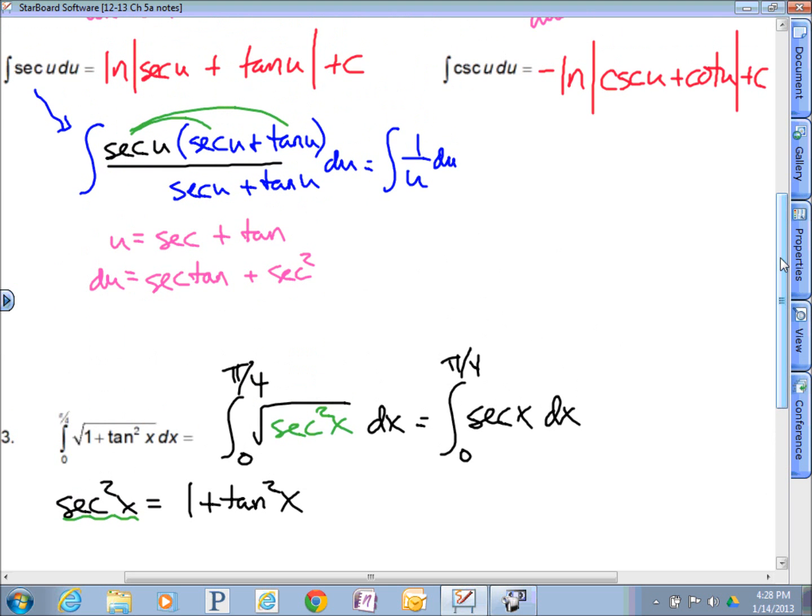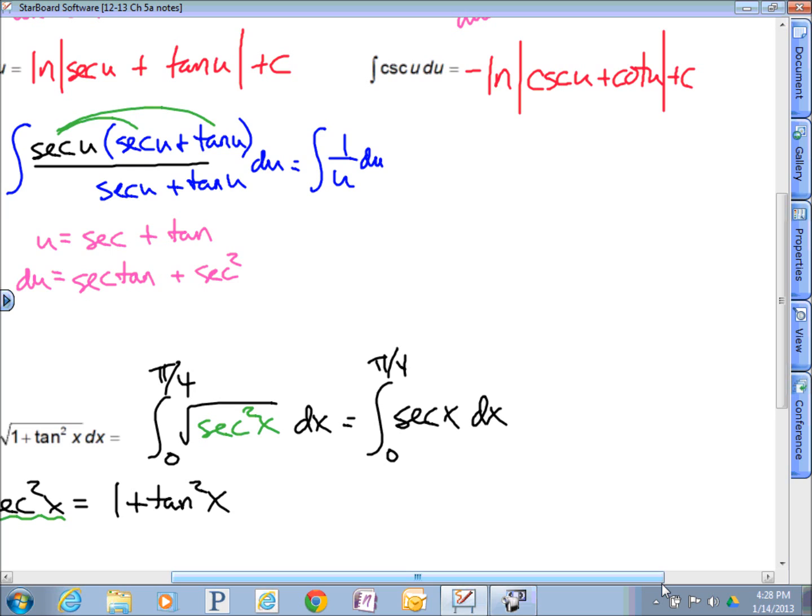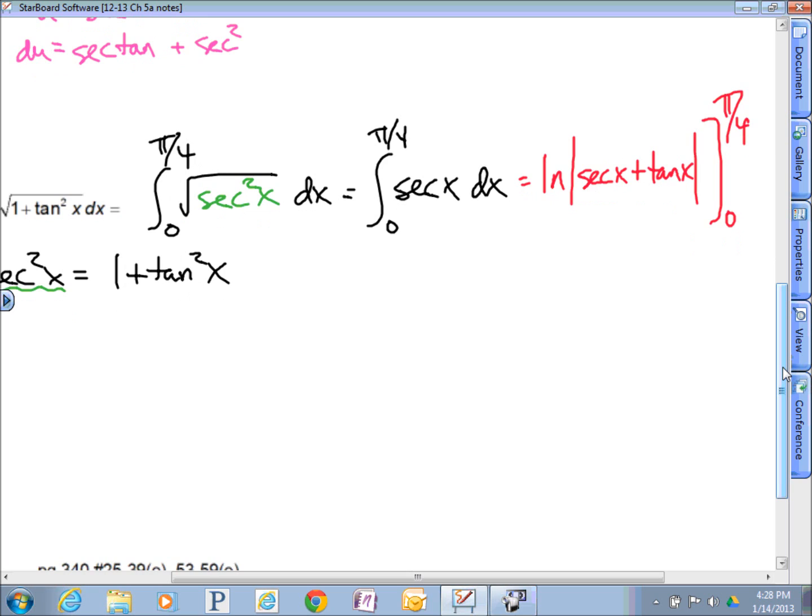It's right above here. So the antiderivative of secant is natural log. So let's see. So I've got natural log, absolute value, secant of x plus tangent of x. And we're going to evaluate that going from 0 to pi over 4. All right, so if I go to do that, so that means I have natural log of absolute value, secant pi over 4 plus tangent pi over 4 minus natural log absolute value, secant of 0 plus tangent of 0.